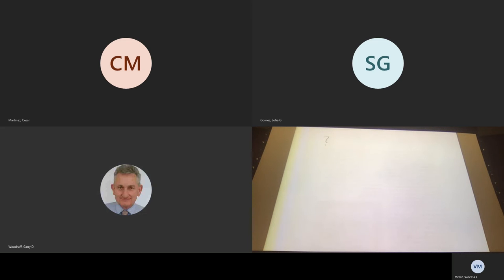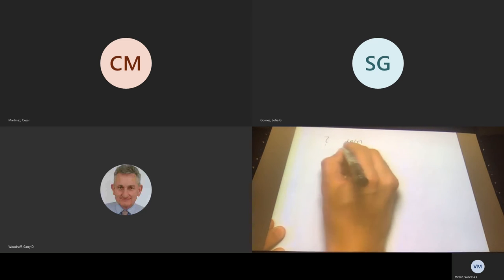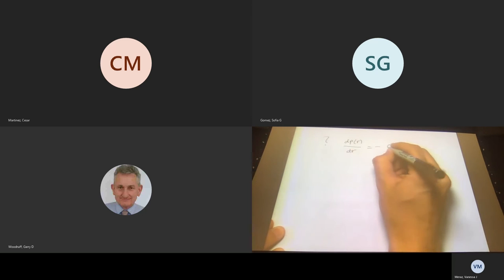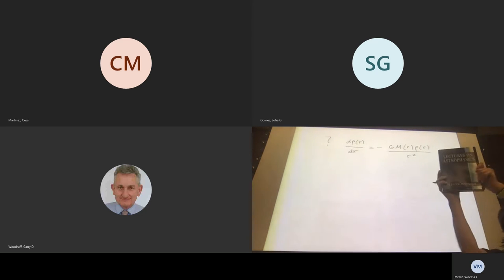All right, so just very quickly, the most important stuff from the first lecture was this relationship, which is equation 1.1.4 in Weinberg. This is the book. It's a relationship between the pressure, which can be produced by any force, and the gravitational force.